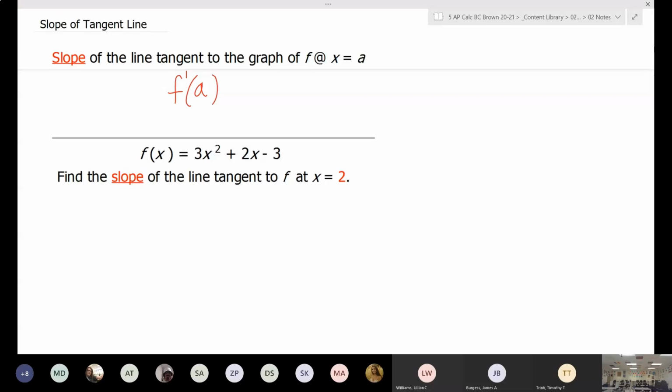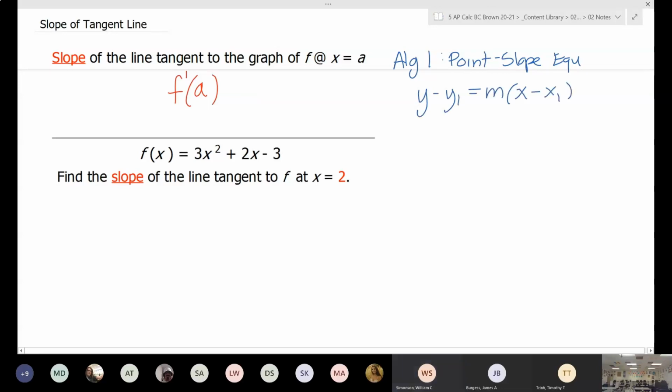So calculus in many ways, especially this first unit, I think of it as really just algebra 1 stuff, but on steroids. And back in algebra 1, you learned about the point slope equation of a line. And the point slope equation of a line was written as y minus y1 is equal to m times x minus x1. Hopefully that looks a little bit familiar to you. And we're basically using that same formula in calculus.